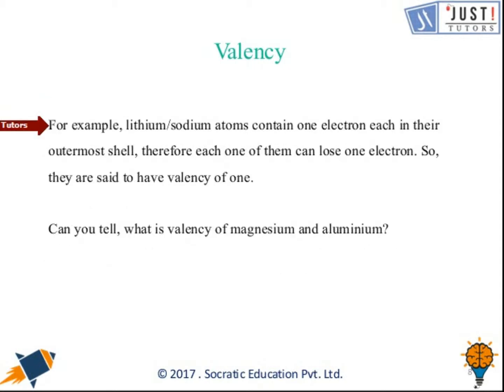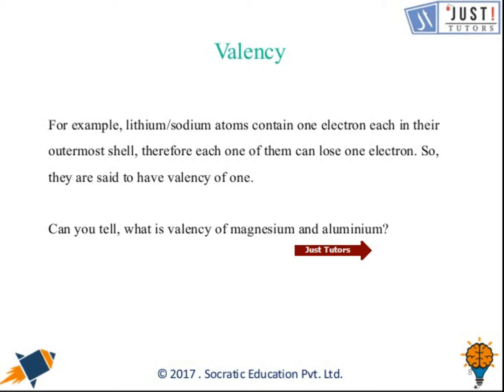So now let's come here. So here we have got an example. So if we talk about lithium or sodium, both of them have got 1 electron in the outermost shell. So they lose 1 electron in order to attain the octet. So their valencies are 1. Now can you tell me what is the valency of magnesium or aluminium? So the valency of magnesium is 2 because it has got 2 electrons in the outermost shell, and the valency of aluminium would be 3 because it has got 3 electrons in the outermost shell.